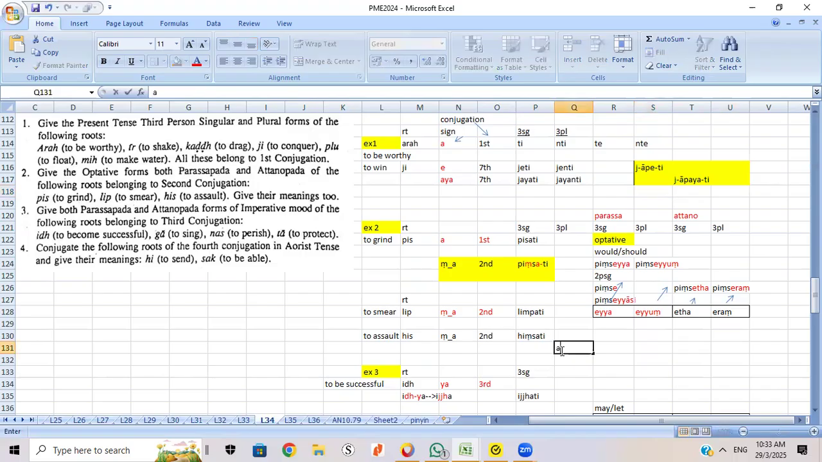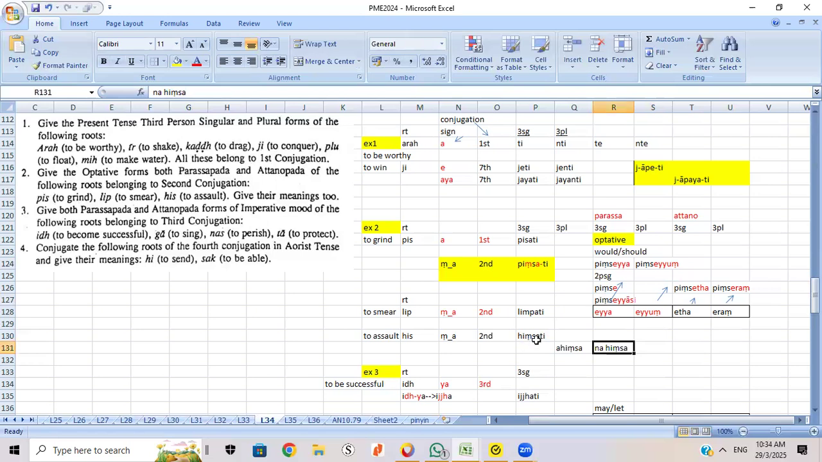Ahimsa. Anybody know what ahimsa is? This is a noun. Hims plus a. Ahimsa means non-violent. Non-violent means you don't go and beat up people. Himsa is to assault. So this here is na himsa. This is the verb form. This is a noun form.